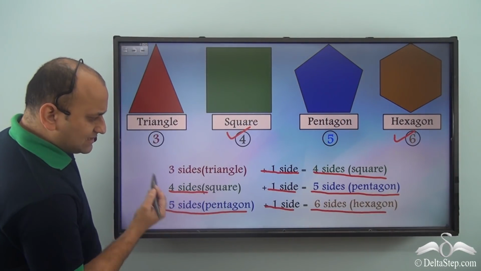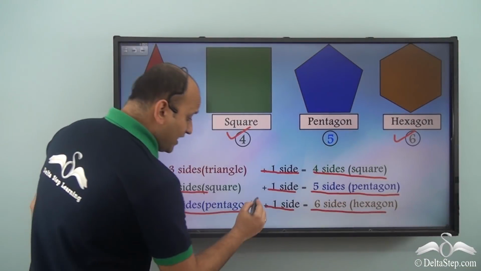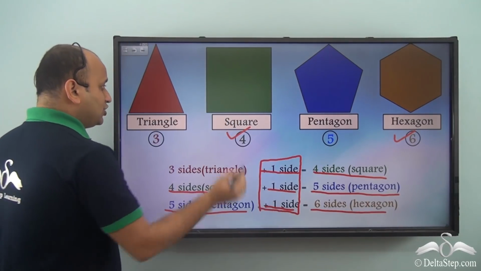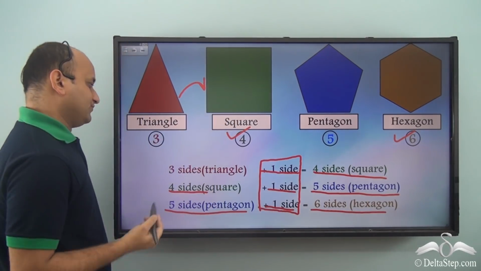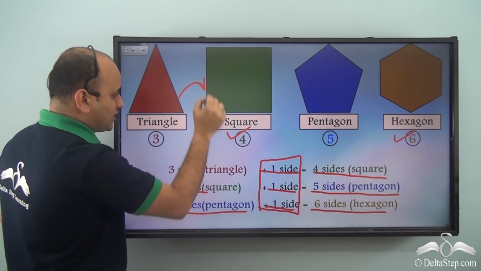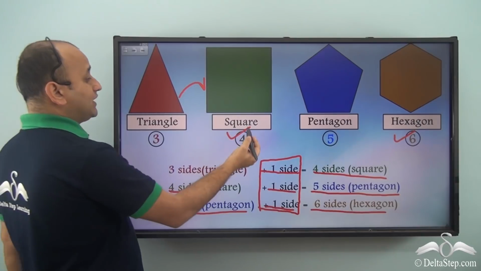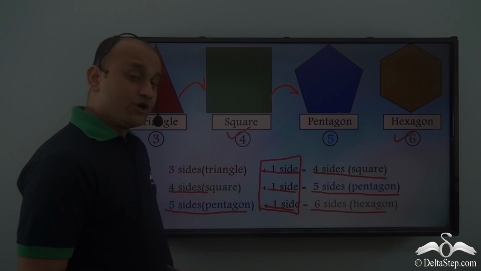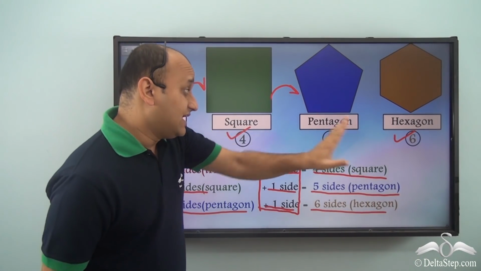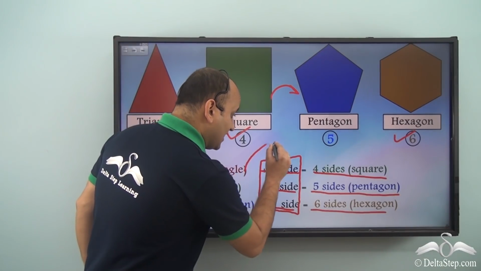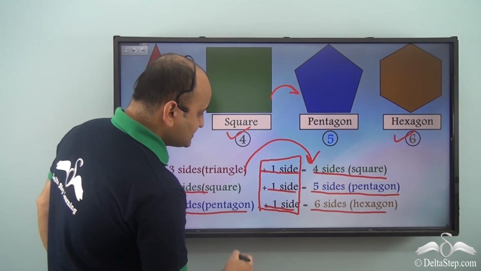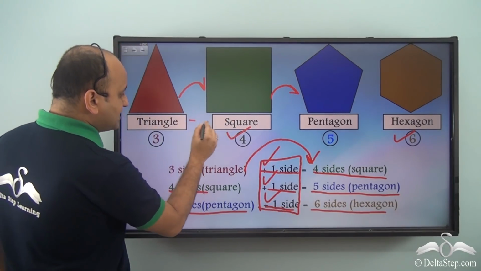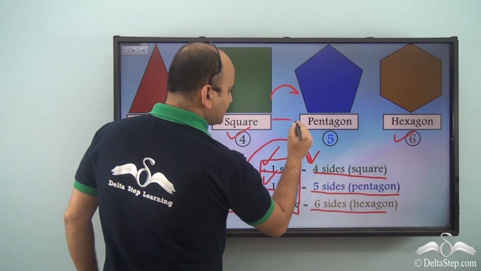So what is the pattern which you can see here? So every time one side is added to the shape and then you get the next shape. So when you add one side to triangle, you get square. When you add one side to square, you get a pentagon and so on. So this is a type of series in which difference between consecutive members of this series is 1. So every time, what is the difference between the consecutive members of the series? It is 1, isn't it?